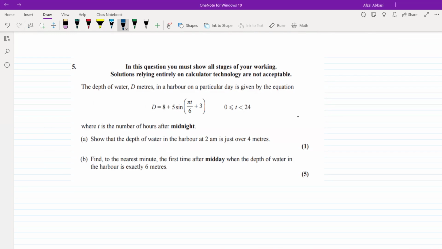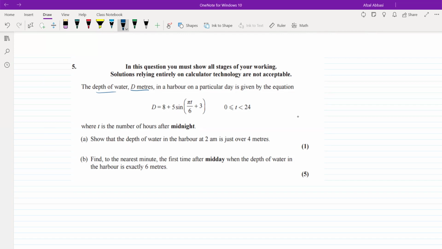The depth of water D meters in a harbor on a particular day is given by the equation here: D equals 8 plus that. And t has possible values between 0 and 24, where t is the number of hours after midnight. So D represents the depth of water, in meters, and t is the time passed after midnight, in hours. Midnight is 12 o'clock at night. How much time has passed is represented by t in hours.